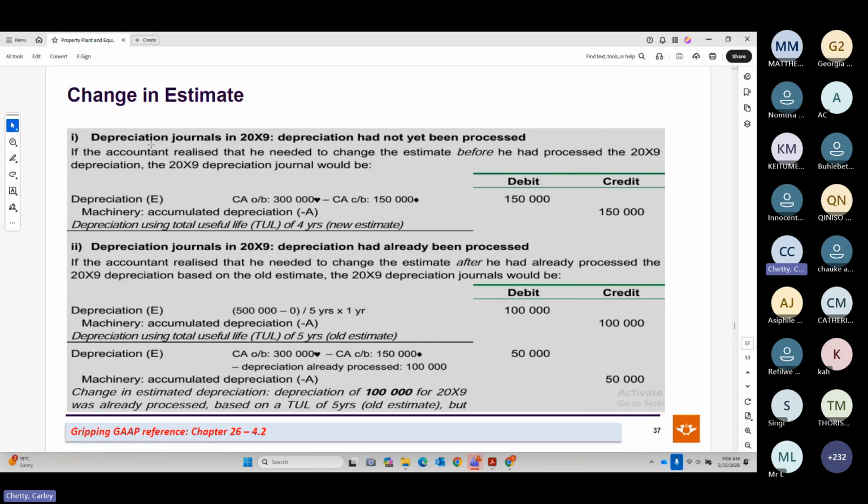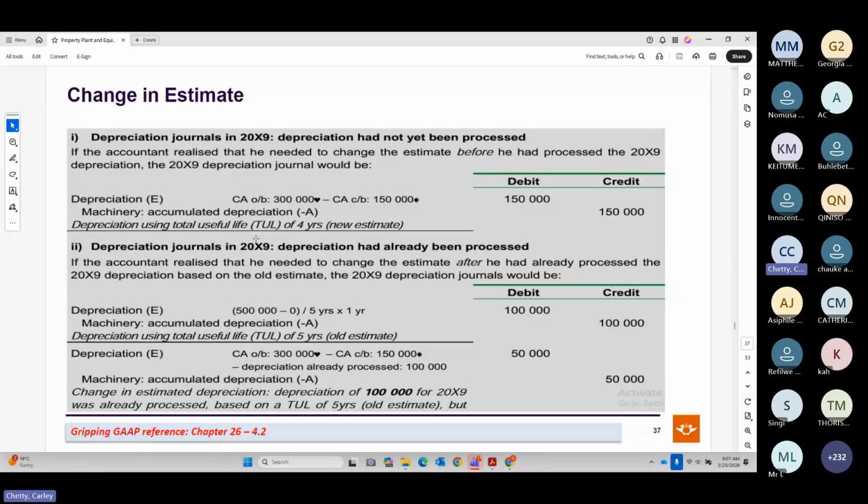Now remember it said part 1, what is the depreciation, assuming that the accountant had not processed the depreciation yet. So if the accountant realized that he needed to change the estimate before he had processed the 20x9 depreciation, the 20x9 depreciation journal would be as follows. So we would debit the depreciation expense account, and the depreciation based on the new estimated useful life is 150,000. And then we are crediting machine accumulated depreciation with 150,000.